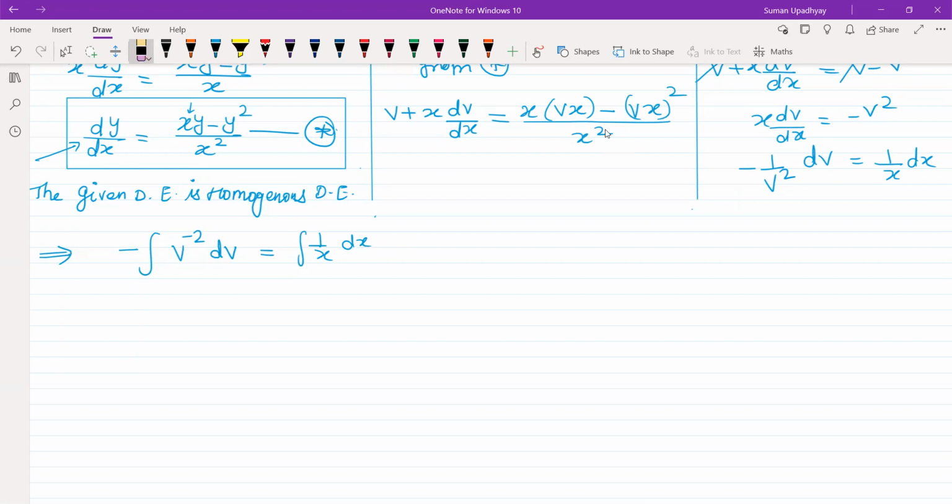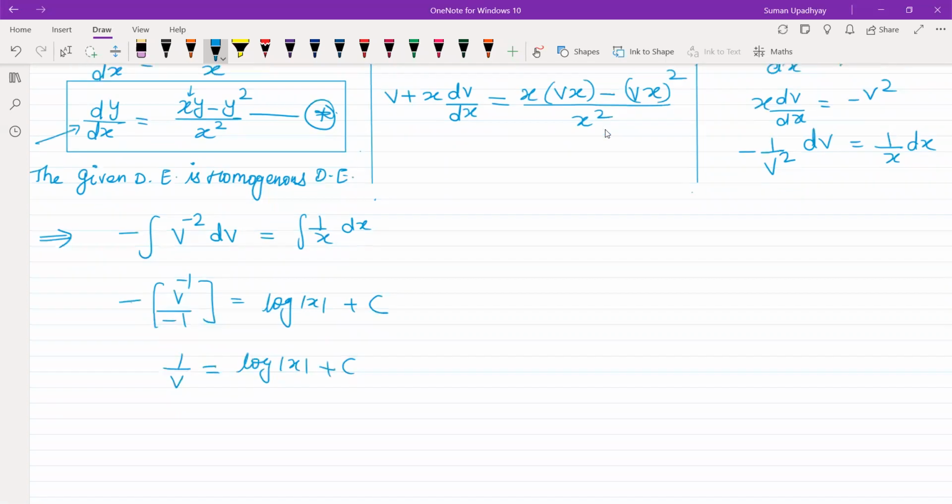Now, what will happen next? What is the integration of v raised to minus 2? It is v raised to minus 1 upon minus 1. On the right hand side, log mod x plus c. Now this minus minus will get cancelled. Here it will be 1 upon v equals log of mod of x plus c.